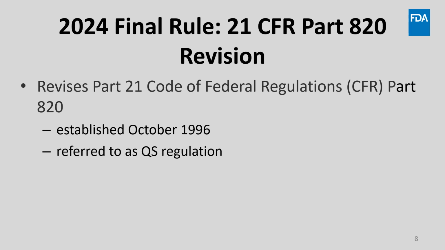The 2024 final rule revises the quality system regulation that was published in October of 1996. This regulation was established in 21 Code of Federal Regulations, or CFR, Part 820. We refer to the 1996 regulation as the QS regulation.